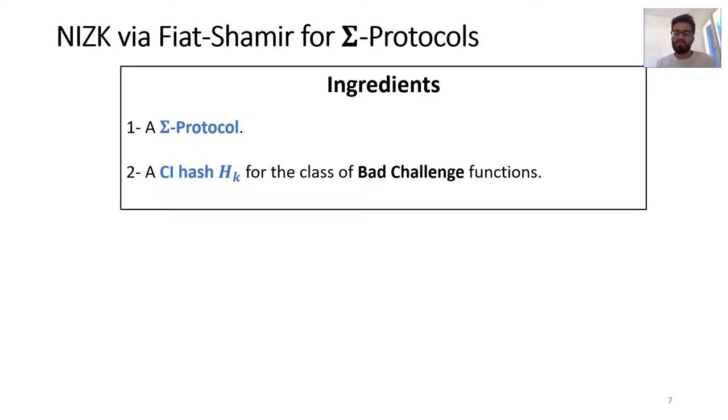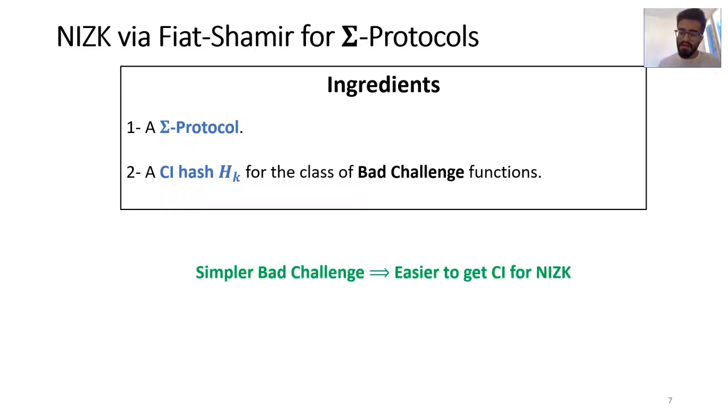Okay, so now we know how to construct NIZK using Fiat-Shamir, and all we need is two ingredients. First of all, we need a sigma protocol to start with, and then we need a hash function that is correlation intractable for the class of batch challenge functions corresponding to the sigma protocol. So now we try to instantiate this recipe, and the guiding rule that we should keep in mind is the following. The simpler the batch challenge function is, the easier is the task of constructing correlation intractability for such a class of functions. So our goal is kind of dual here.